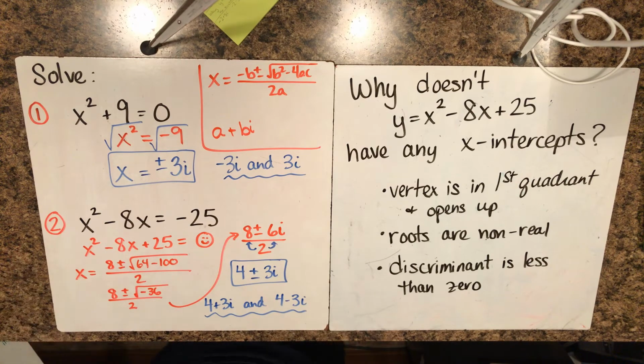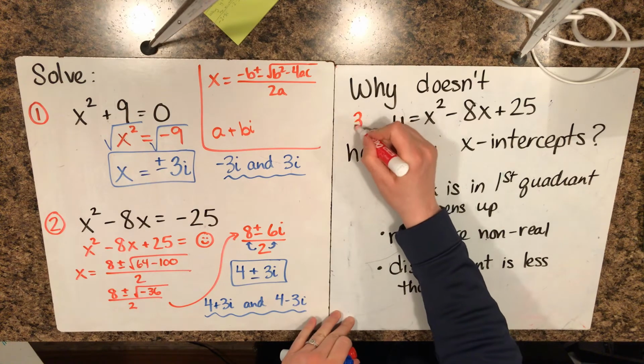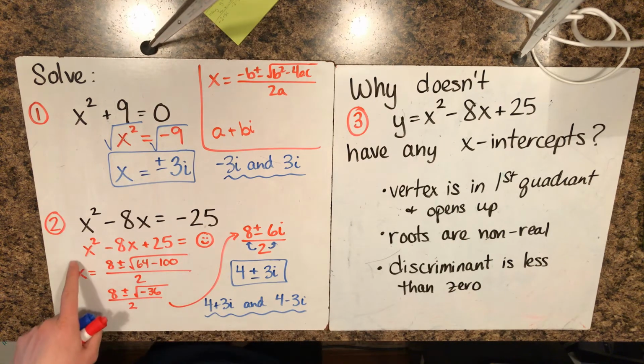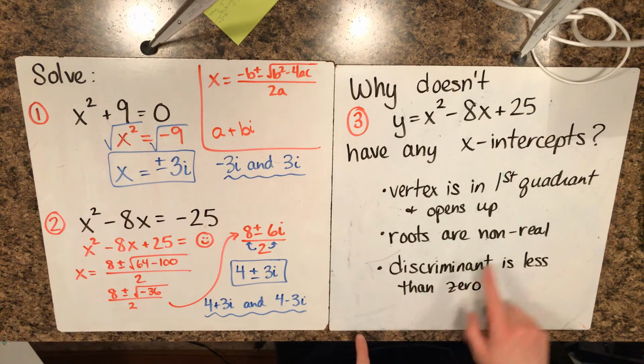Question number 3 asked, why doesn't this equation have any x-intercepts? Okay, and if you've noticed, it's basically this equation over here from number 2. Why doesn't it have any x-intercepts?